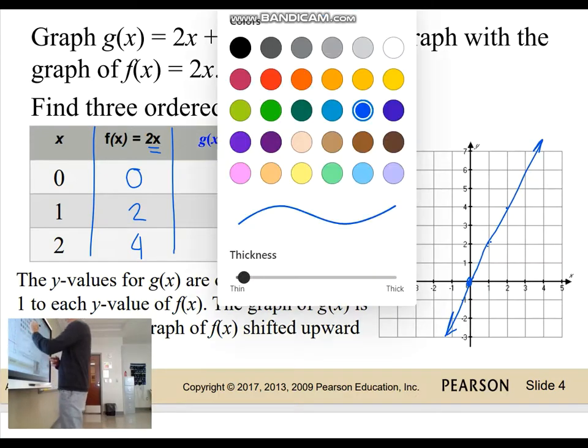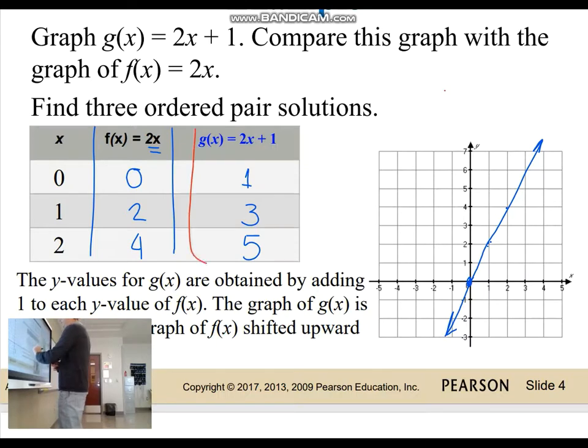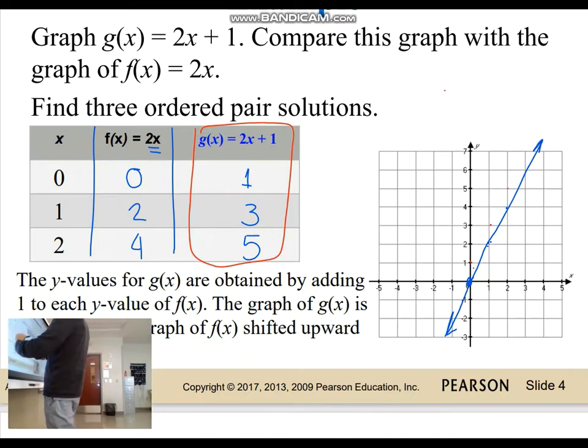Now I'm going to represent the other graph, g(x), in red. Okay, this is going to be red. 0 and 1, so x equals 0, 1 here. x equals 1, g(x) equals 3. And x equals 2, g(x) equals 5. They're going to be parallel lines, correct? Parallel lines. This is g(x), and the blue one is f(x).